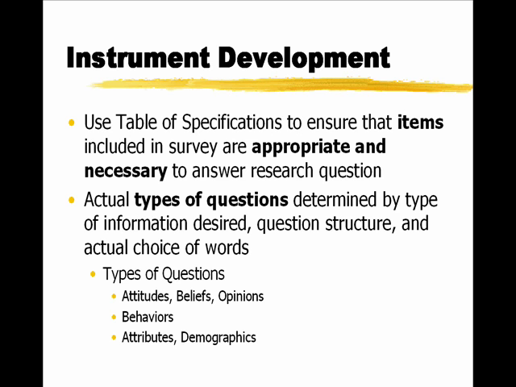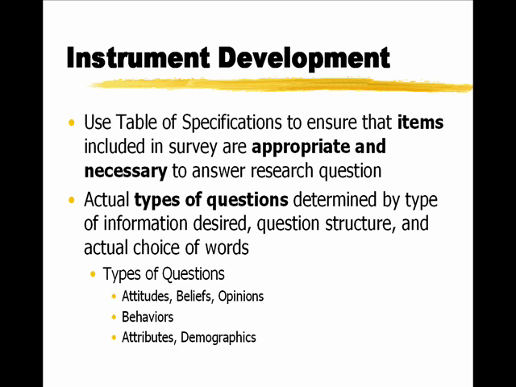The actual types of questions are determined by the type of information desired, the question structure, and actual choice of words. The textbook talks about the different types of questions. The main ones are questions about the attitude of somebody towards something. It can be their beliefs, their opinions, or perceptions, which is kind of an opinion. It can also somewhat measure behaviors, at least their opinions of behaviors.